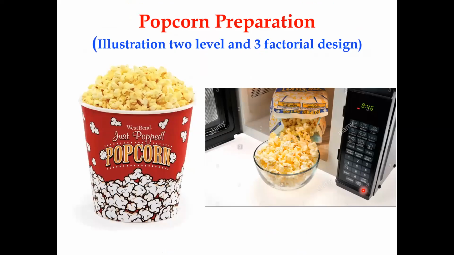So I have taken the example of popcorn preparation using 2 to the power 3, that is 2 levels, minus and plus, and 3 factors, a factorial design. It's a simple factorial design. This is neither a central composite design nor a Box-Behnken design. It is a simple factorial design.